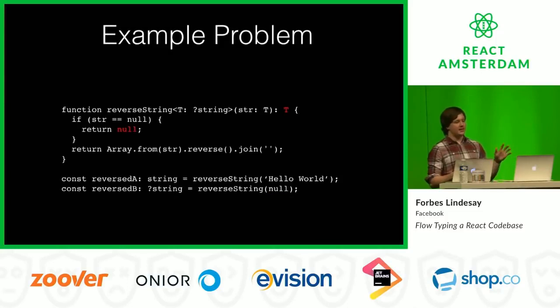There's a slight mistake in this code, which is that Flow doesn't know that the null that we're returning is actually of type T. So we need to go a little bit further with this and say, actually, we're going to return the string if it's null rather than returning null if it's null, which doesn't change the behavior of the code, but it just kind of tricks Flow into working.